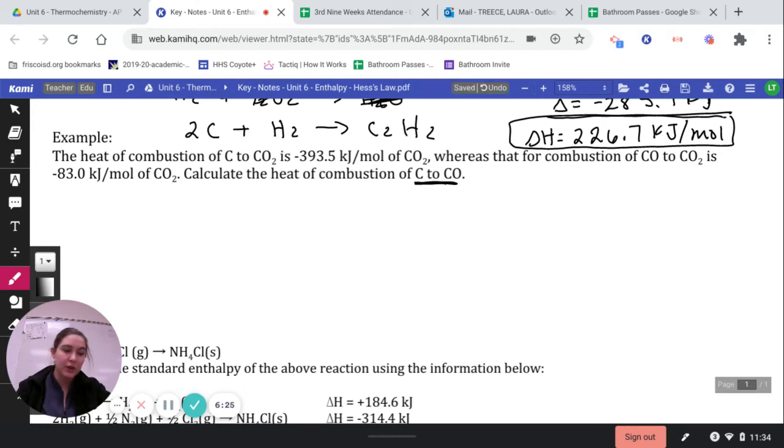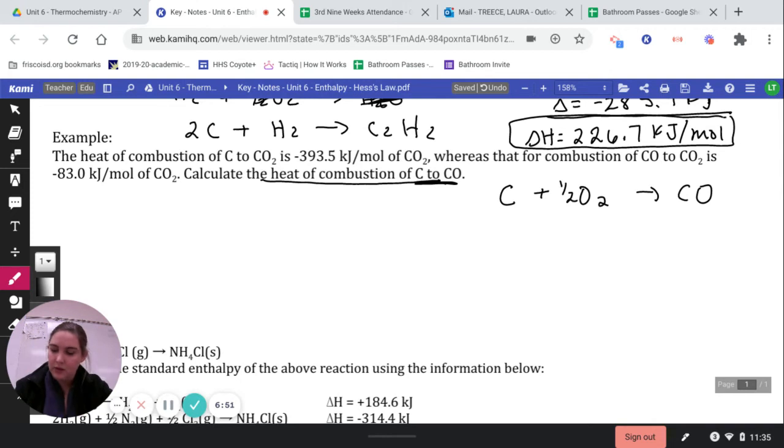Okay, so first off, we need to figure out what overall reaction we're looking for. And our overall reaction we're looking for is the combustion of carbon to carbon monoxide. So let's write that equation. If I have carbon and I'm combusting it, that means it's reacting with oxygen. So carbon plus oxygen should yield CO. That's our overall reaction we're looking for.